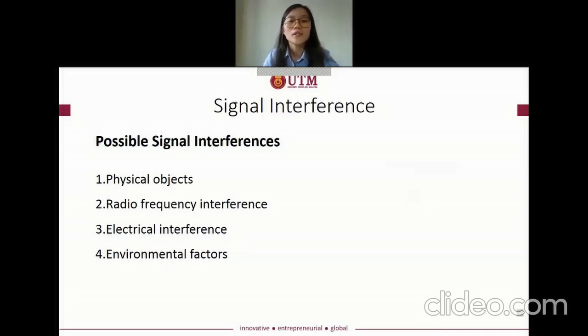Second, radio frequency interference. In this case, an RF range of 2.4 GHz system is used. However, many other devices use this channel such as microwave, cordless phone, and Wi-Fi device. As a consequence, the device may cause noise and weaken the signal transmitted. Third, electrical interference. This interference comes from devices such as computers, fans, or any other motorized device. Last, environmental factors. The signal can be weakened as it passes through fog.